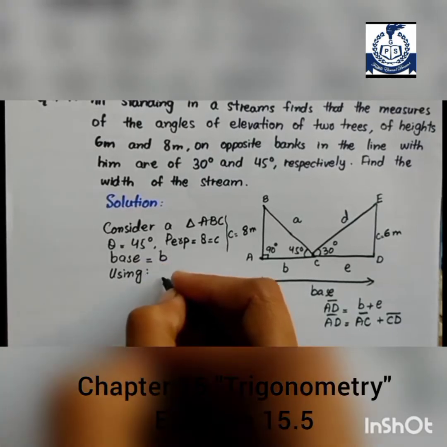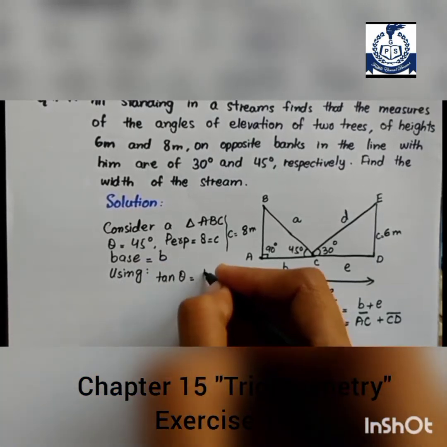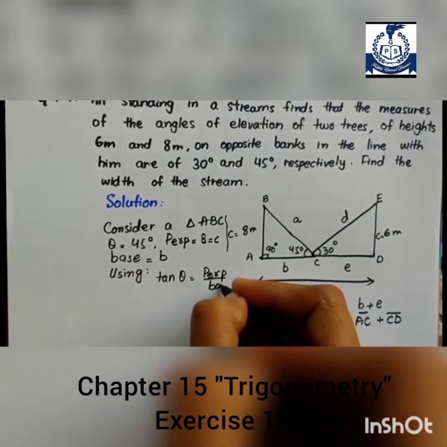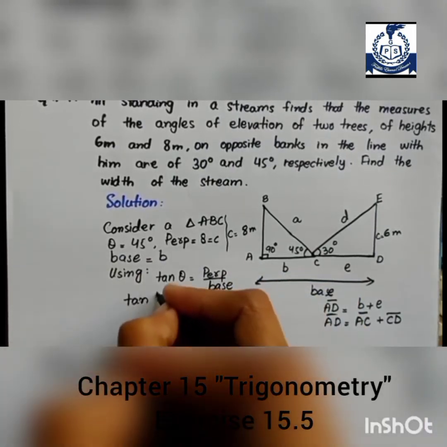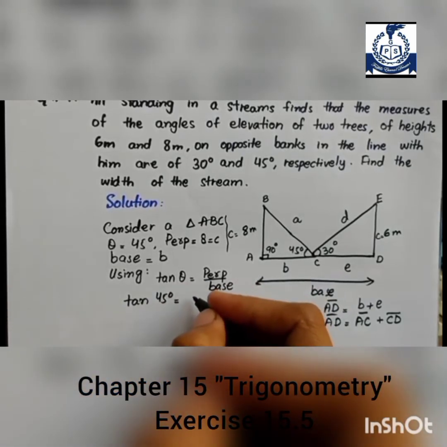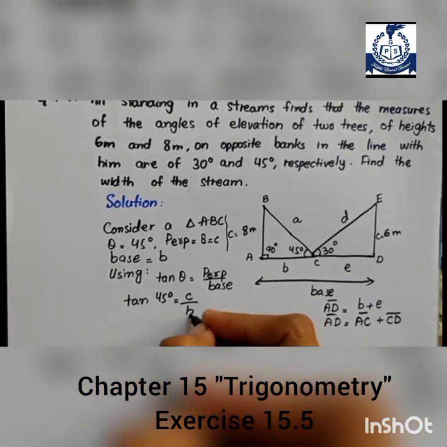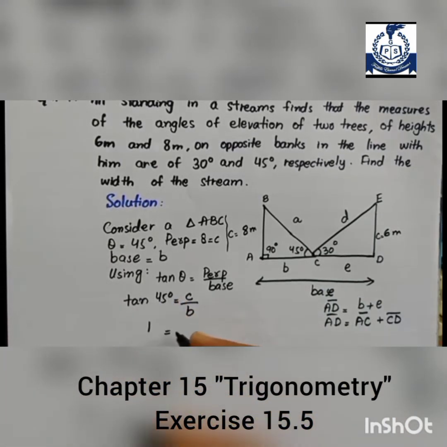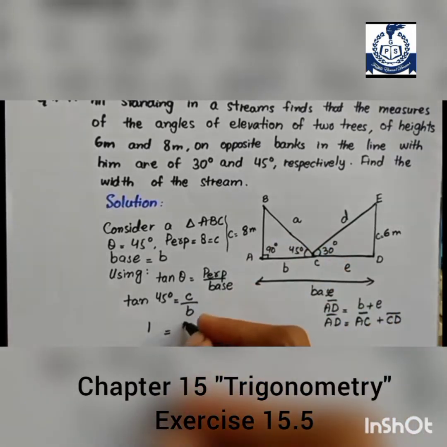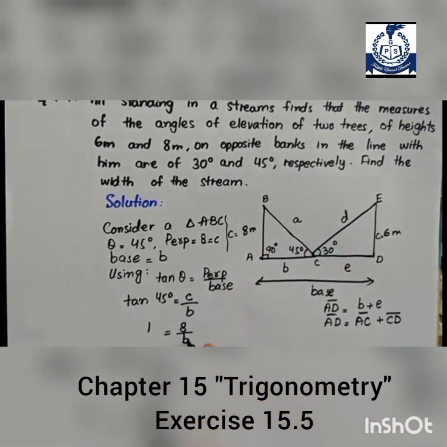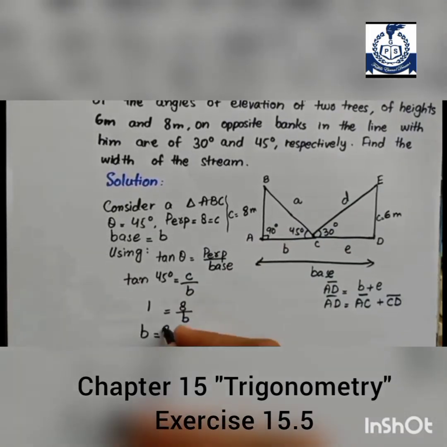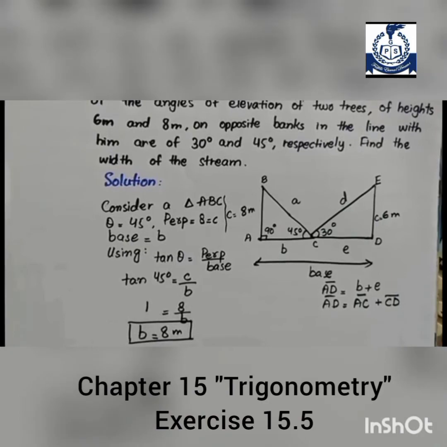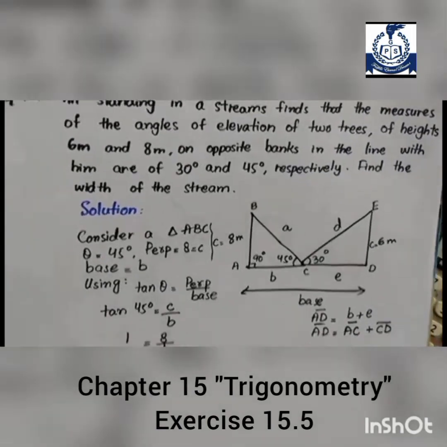So here we know tan theta is equal to perpendicular upon base. We know theta is equal to 45 degree and perpendicular is equal to 8. First I write the identity of this: 8 upon b, and tan 45 degree is equal to 1. So b multiplied by 1 is equal to b, and 8 as it is. So here the value of b, the base, is equal to 8 meter.